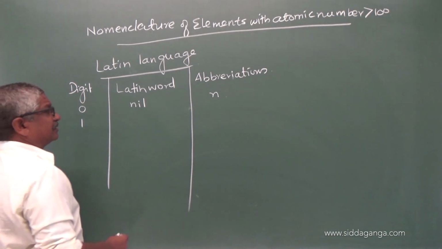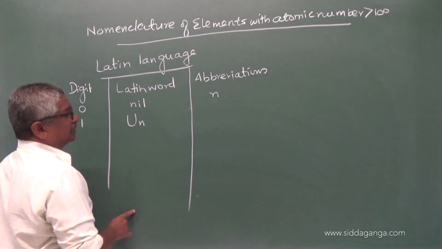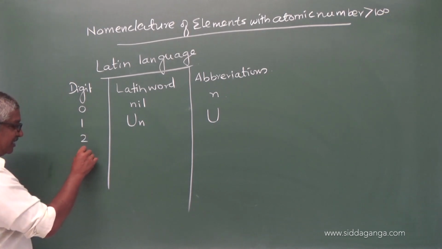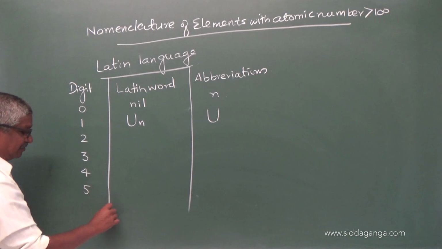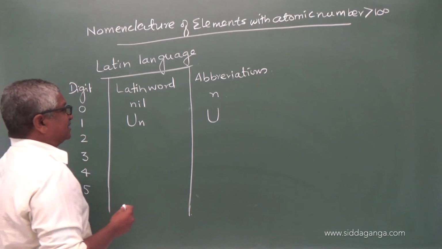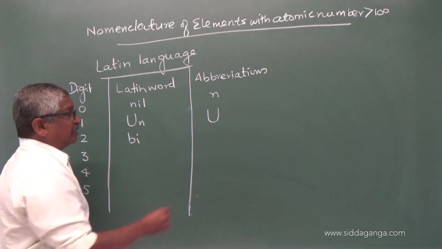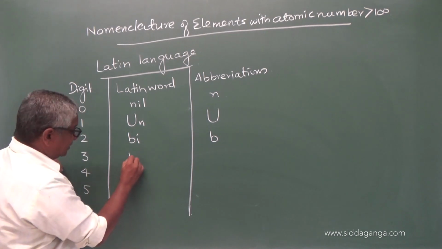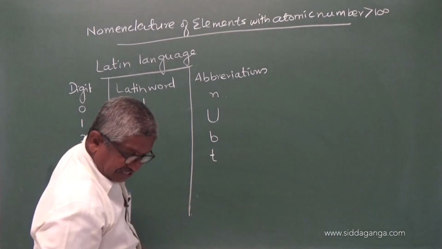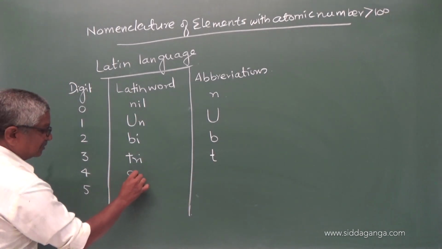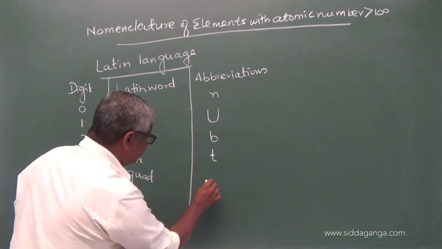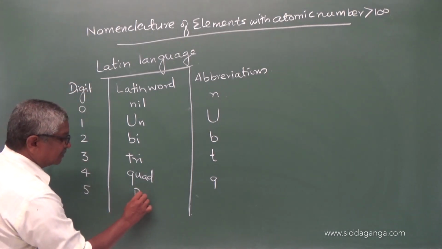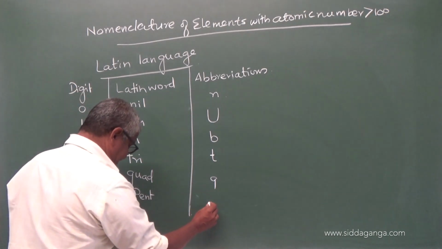If it is 1, the Latin word is un. The abbreviation is capital U. For 2, 3, 4 and 5: for 2 it is bi, the abbreviation is B. Then for 3 it is tri, the abbreviation is T. For 4 it is quad, the abbreviation is Q. For 5 it is pent, the abbreviation is small p.